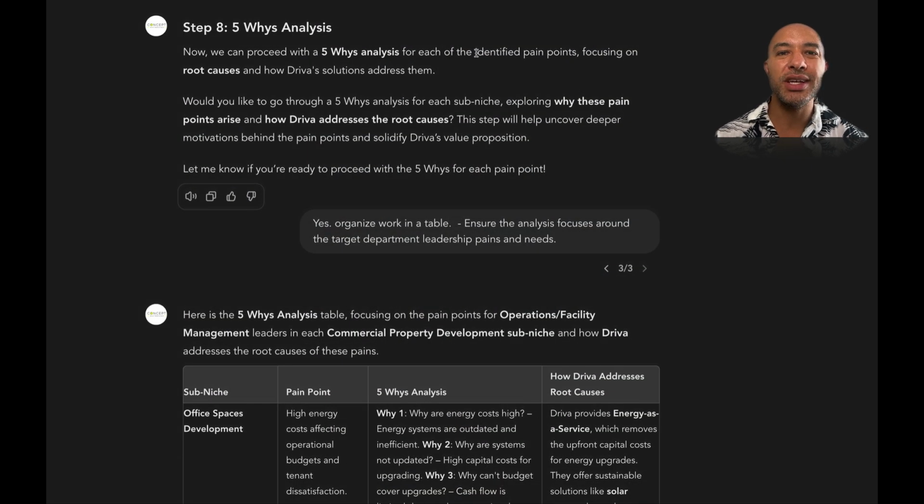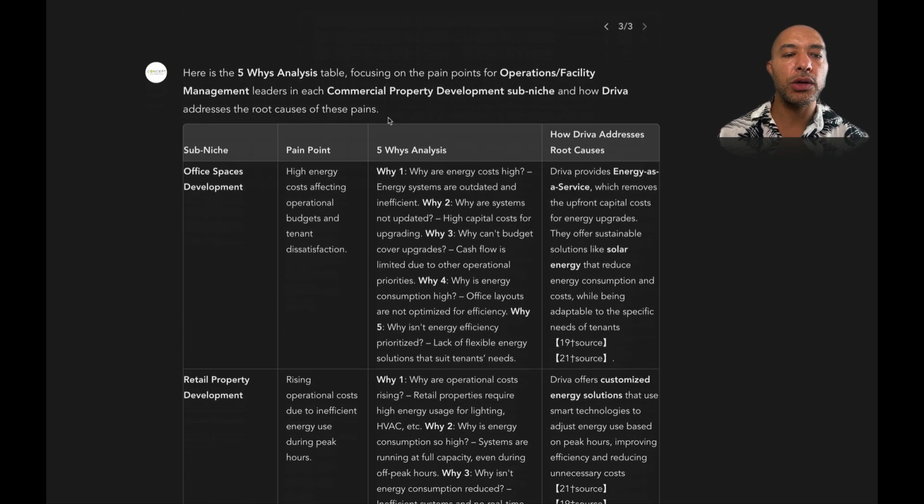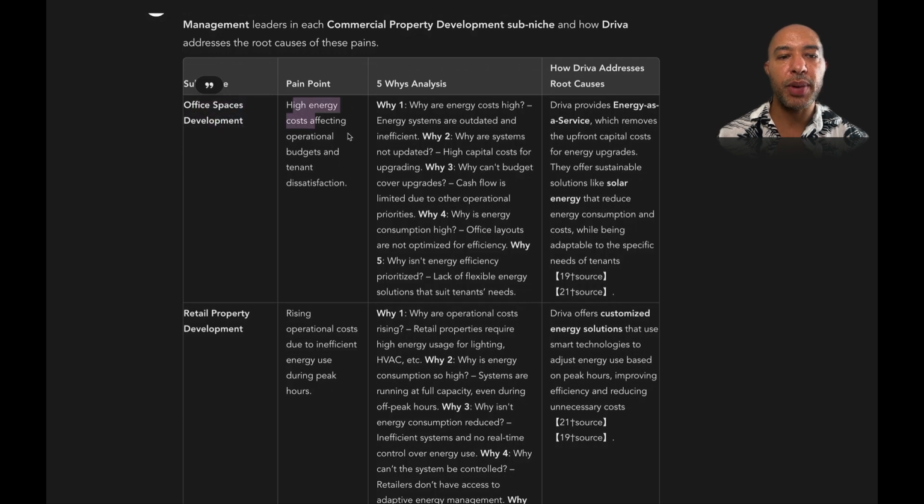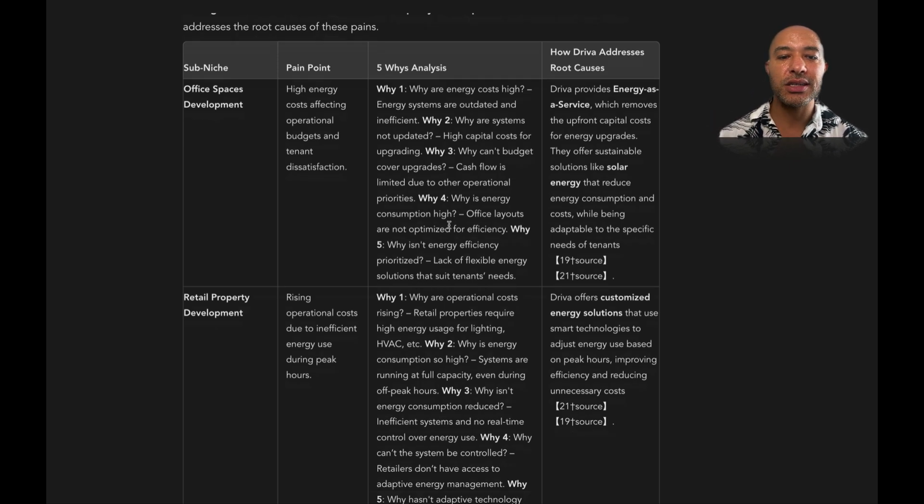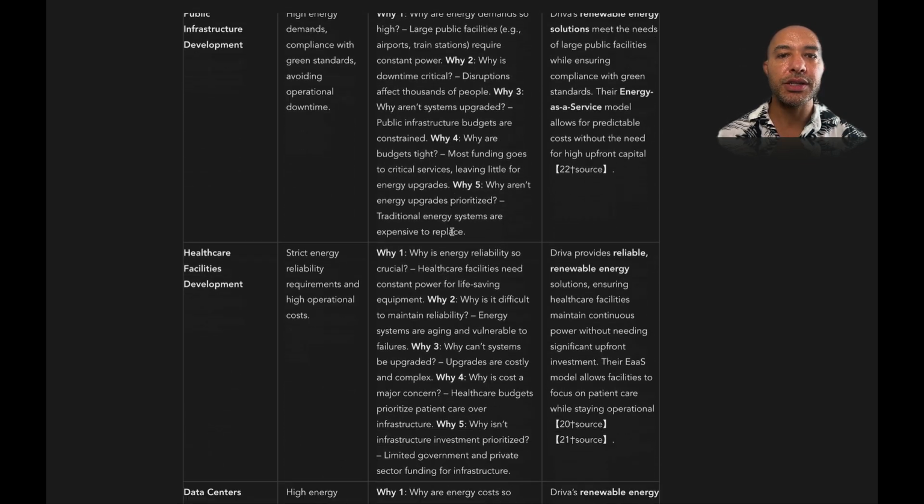From there, what we want to do is an analysis on the pain points and the solution fit. So that's why we do a 5 whys analysis, and it looks like this. We have the sub niche, we have the pain point the product can address, and then we have a 5 whys analysis leading to the ultimate reason why our solution is a good fit for solving that pain point for the particular sub niche. So you can see where this is going, and you can see how we're sort of developing tailored outreach hypotheses for reaching out to these different sub niches. But we take it a step further.